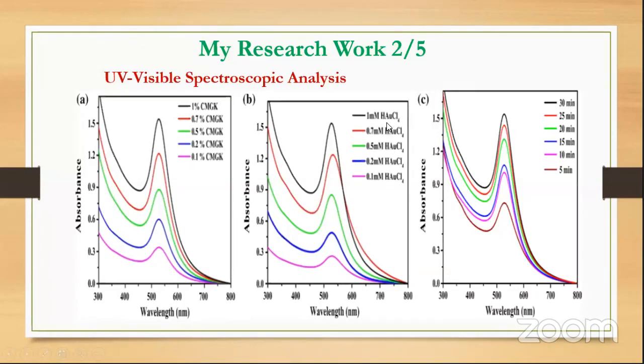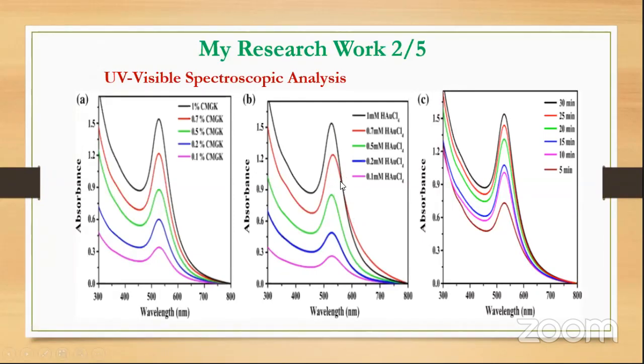Now let us see the second figure. Here the gum solution was constant, whereas the gold solution concentration increases: 0.1 millimolar, 0.2, 0.5, 0.7, 1 millimolar of the hydrochloride solution. See here, the peak intensity is very low, maybe 0.3 absorbance at 520 nanometers. The intensity is very low.